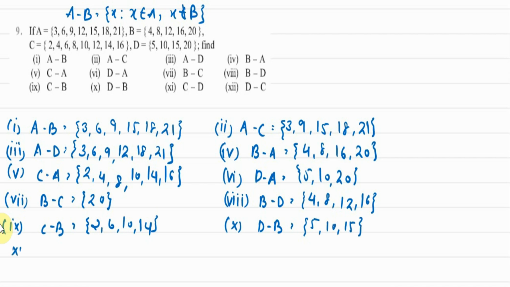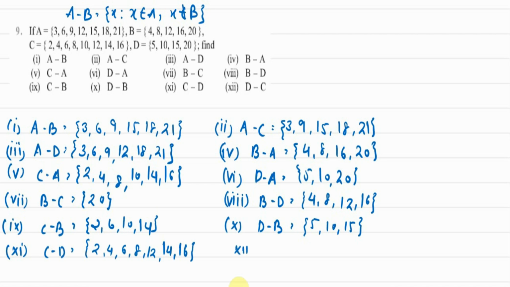Similarly, we have the 11th part. It says find out C minus D. That means we will write down all the elements of C which are not present in D. So it can be 2, 4, 6, 8, 12, 14, 16. All these elements of C are not present in D. Therefore, all these elements will be the elements of set C minus D.